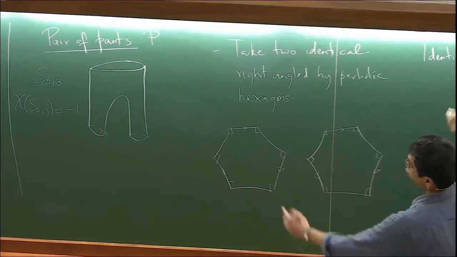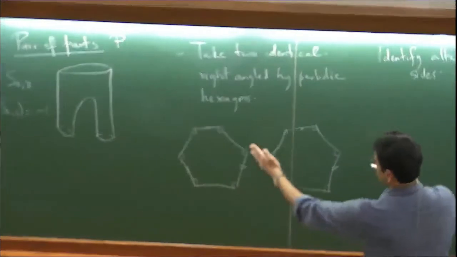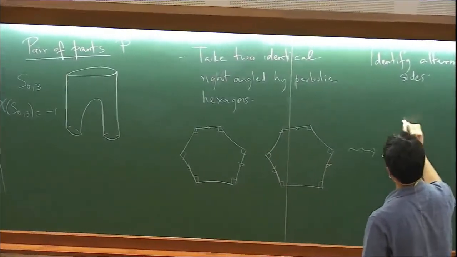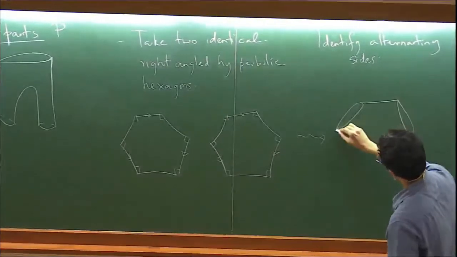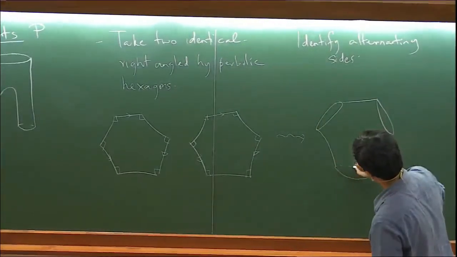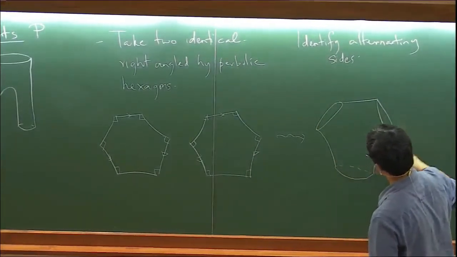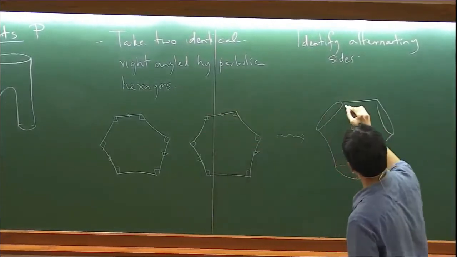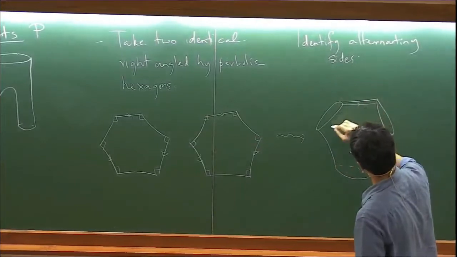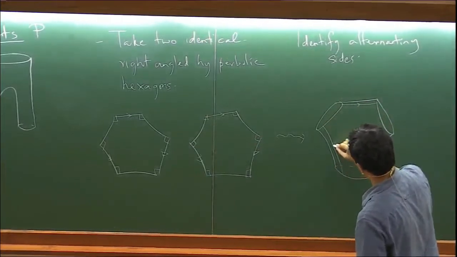So the sides which are not identified, after the gluing, let me just draw what you get. After the gluing, you would get 3 boundary components built up of these sides which you didn't identify. And these sides which you did identify give you the seams for this pair of pants.